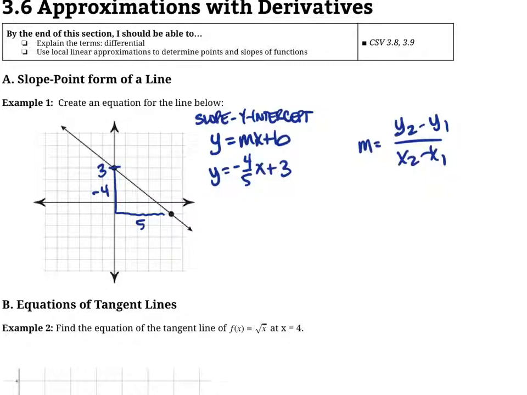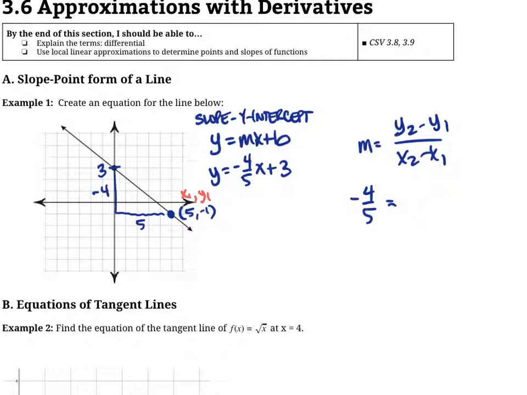Now, let's say in a question we were easily able to find the slope, or we were given the slope and we were given a point on that line, right? So let's say we knew the slope of this line was negative 4/5 already. So I'm going to plug that in for our m value. And then let's say we were given a point on the line, right here, for example. I could choose either, but I'm going to choose this one because it's not the y-intercept. Pretend we weren't given the y-intercept in this case. So this point is 5, negative 1, and we're going to call this our x1, y1. That's the coordinates of our first point.